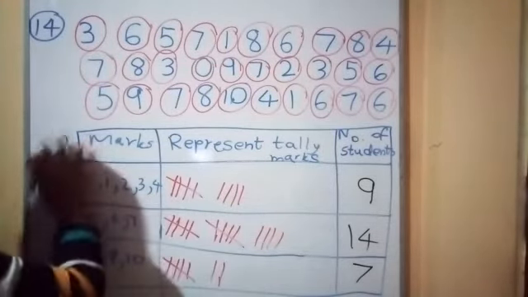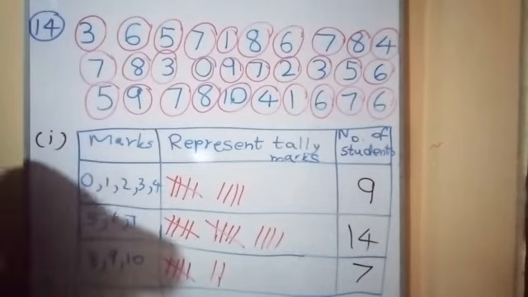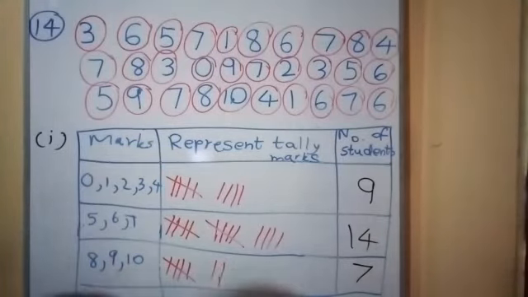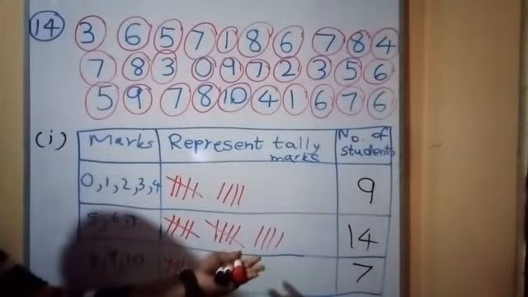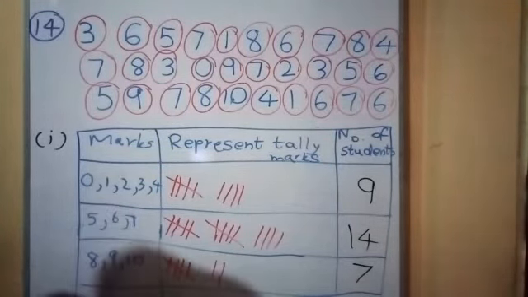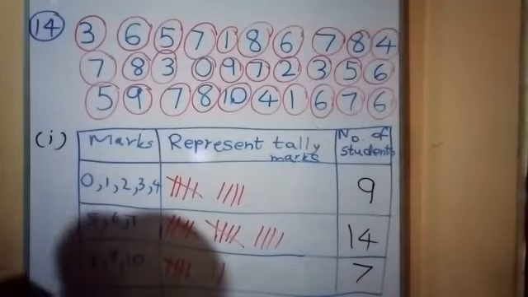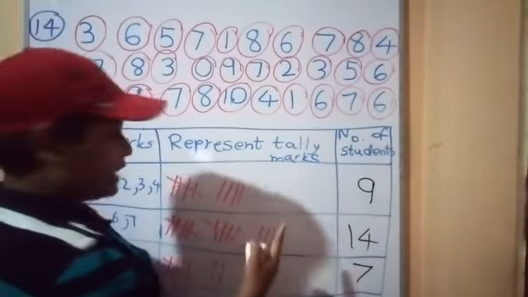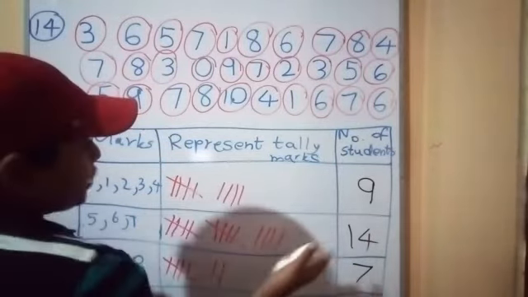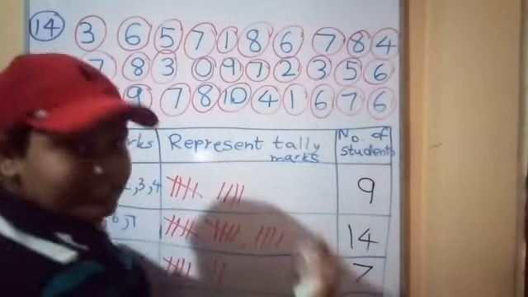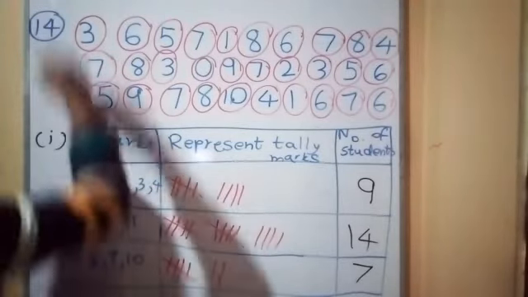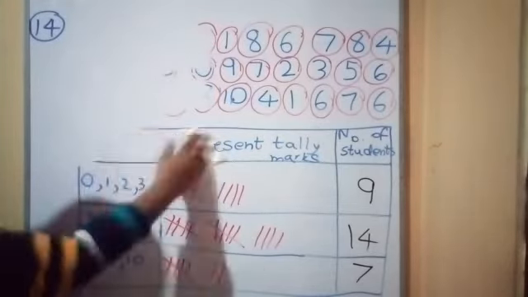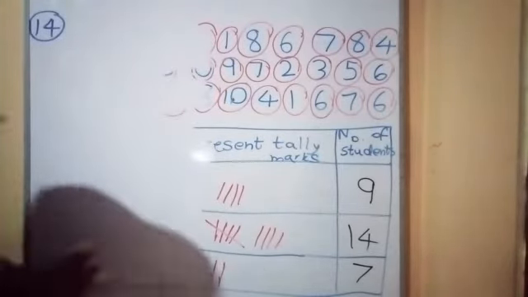Okay, the first question is like this. A table that represents this data, the tally marks, like this. Okay. Number of students: 0, 1, 2, 3, 4 marks get 9 students. 5, 6, 7 marks get 14 students. 8, 9, 10 marks get 7 students. Now the first sub question in the 14th question is discussed.